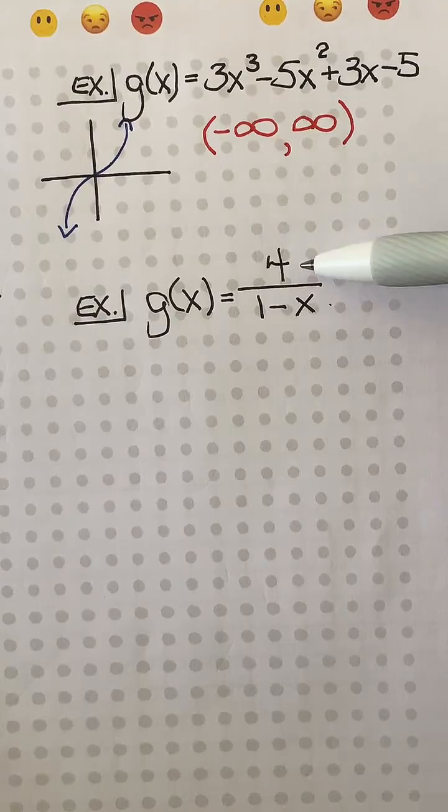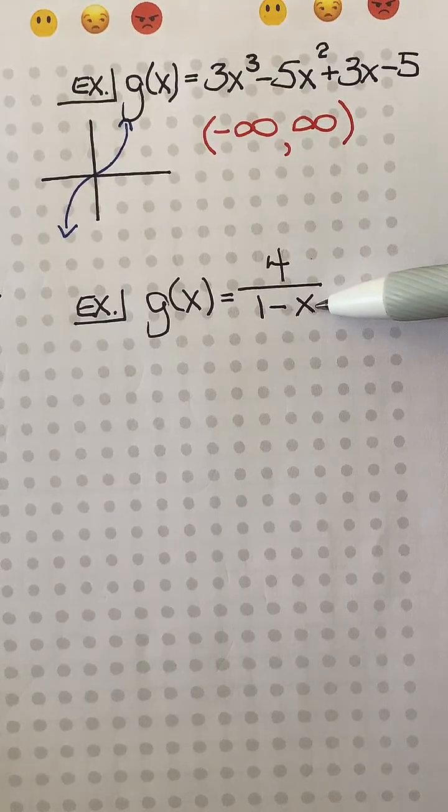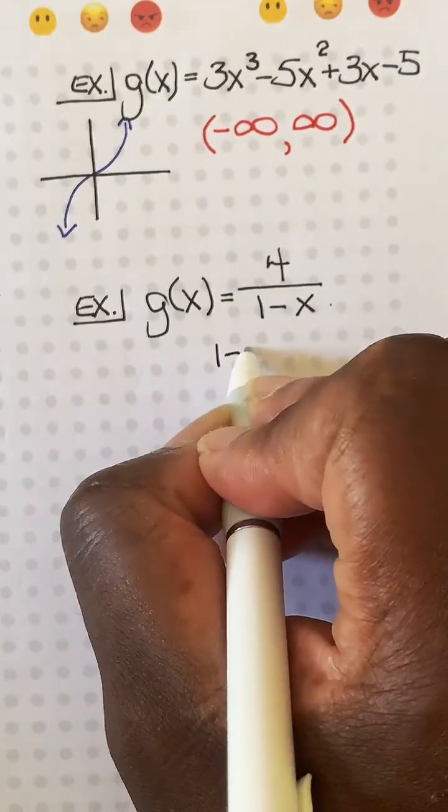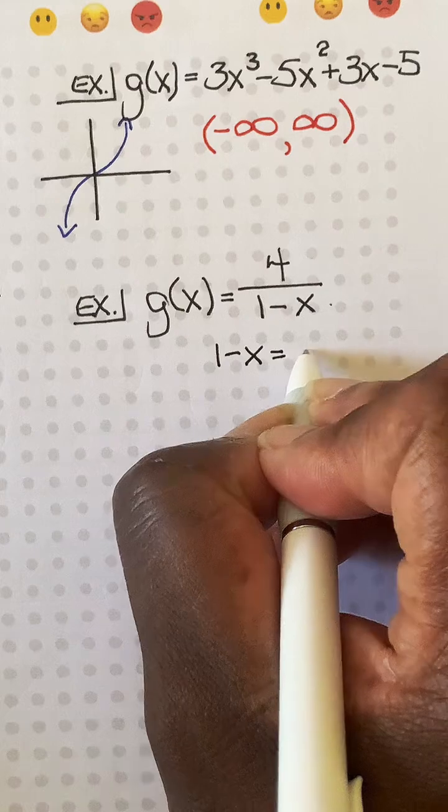It's going to be 0 when it's 0 divided by a number. If the 0 is in the numerator, your answer is 0. If your 0 is in the denominator, that's going to be an undefined function. So we want to know what is going to make this denominator equal to 0. So let's set it equal to 0 to find out.